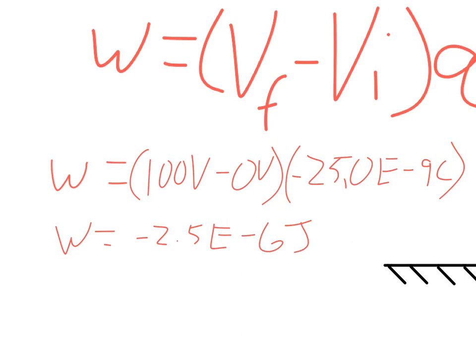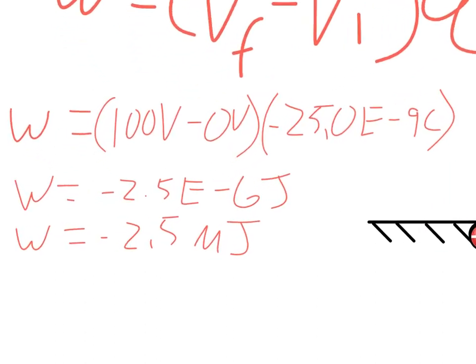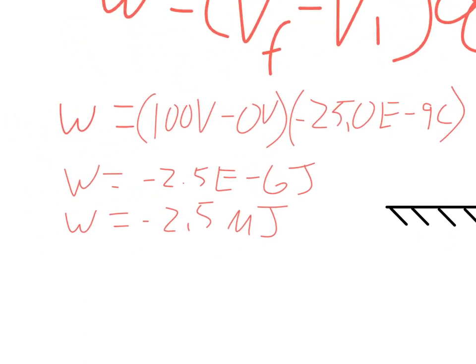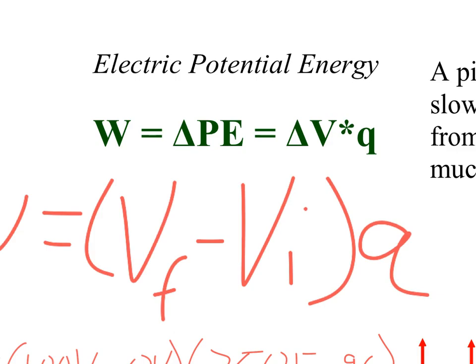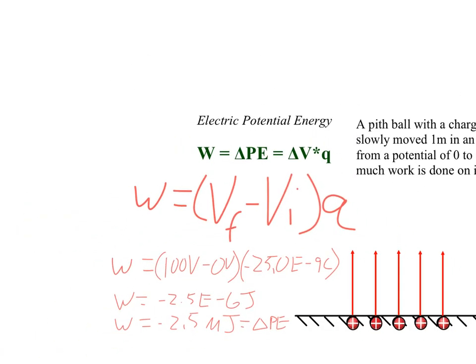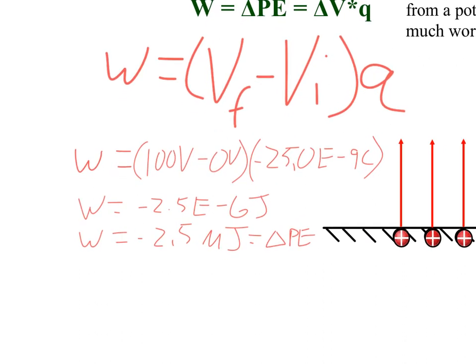Since we're talking metric prefixes here, we could also write this as negative 2.5 microjoules. Okay, so just different ways to represent the number. And remember, work is change in energy. So this right here is our change in potential energy, because we've defined this voltage expression by change in potential energy.